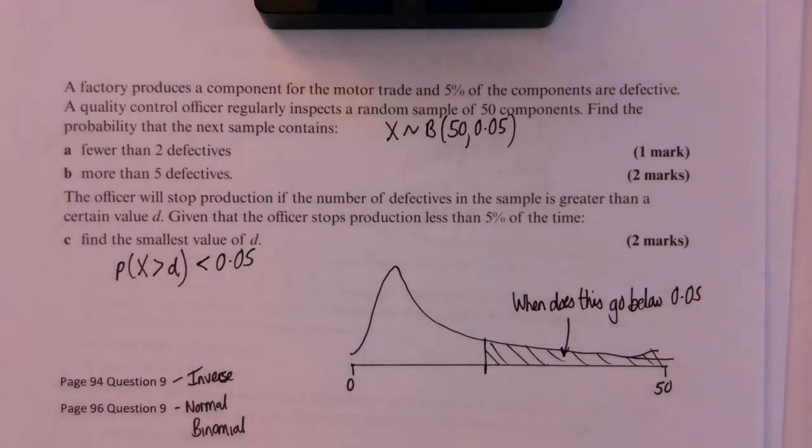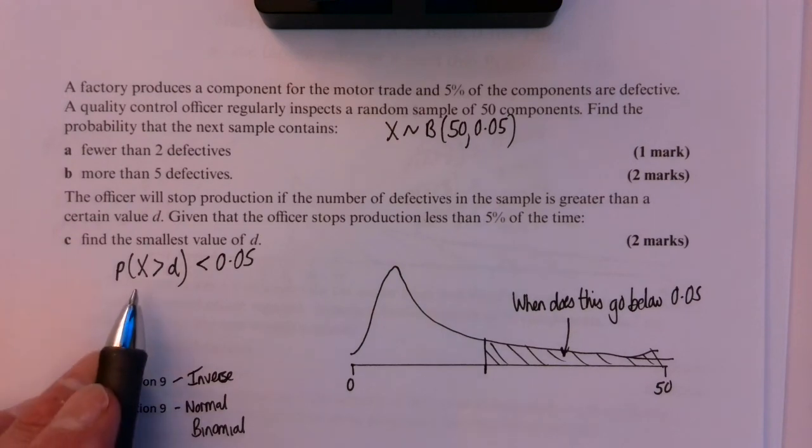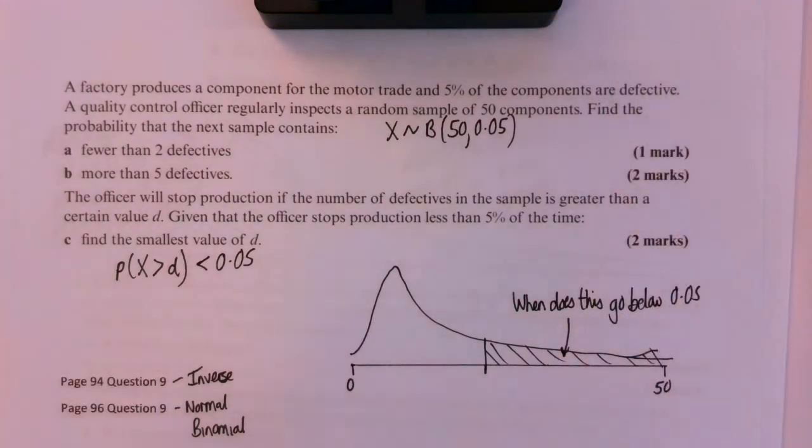For C, I think C is a wordy question, so I've tried to help you. There's a point at which the inspector will stop. He'll say there's too many defectives in this sample. Now that happens less than 5% of the time. So what we've got to do is find this value here where the probability of every value greater than that is less than 0.05. So like we did in the two examples, you might want to go back and look at them. We're on the right-hand side, so it was the examples on the right-hand side.